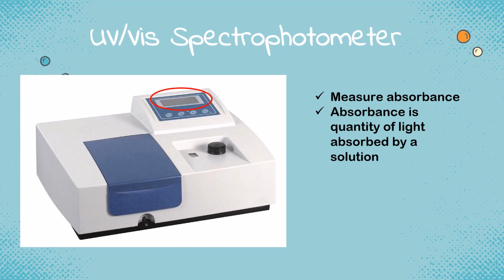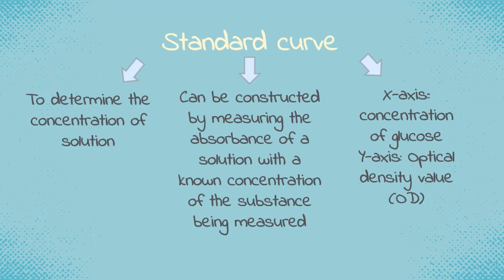In this experiment, we use the ultraviolet-visible spectrophotometer. This device can be used to measure the absorbance, which is also known as the optical density. Absorbance is the quantity of light absorbed by a solution. The value on the screen, shown on the slide, indicates the absorbance of the sample liquid. However, the absorbance value measured by the spectrophotometer does not describe the concentration of glucose.